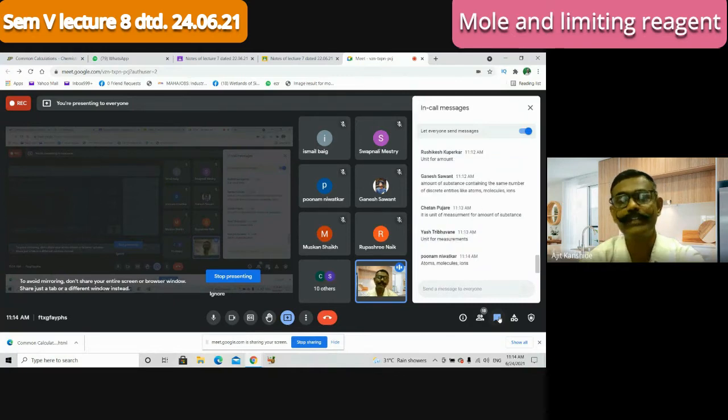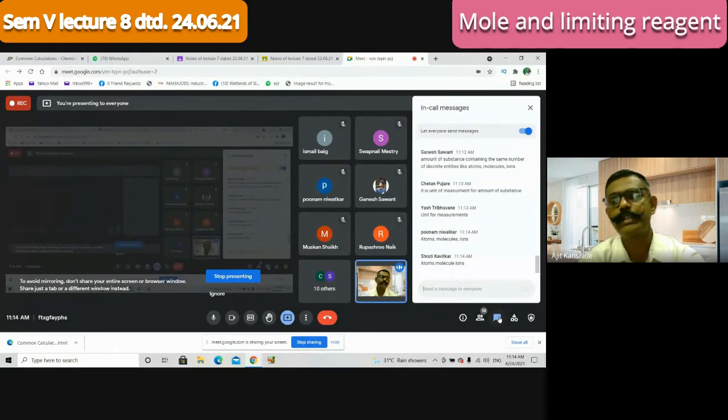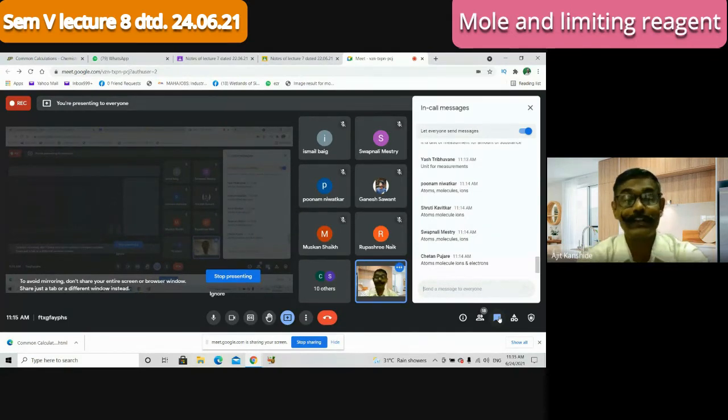Poonam is answering atoms, molecules, and ions. What about others? Shruti is also saying atoms, molecules, and ions. At least one more answer I am waiting for. Chetan is saying atoms, molecules, ions, and electrons. Good, he has added an additional thing. So we measure such small things.